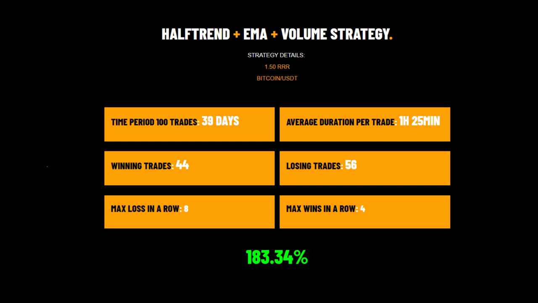So, if we do 44 profitable positions times 1.5 risk-reward ratio, we end up with 66. Here we do away with 56 loss-making positions, resulting in a profit of 10 risk-reward ratio, which together made up 183.34%. Although we lost more than we gained, we still made a good profit by implementing risk management. So we can conclude that this day strategy works well.